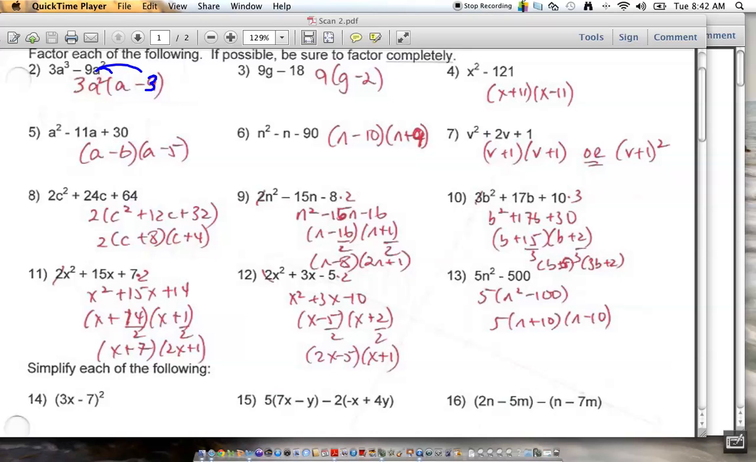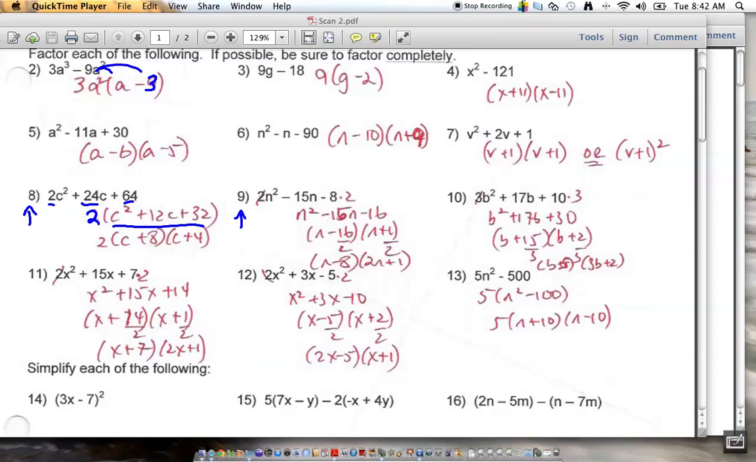But then you encounter a trinomial like number 8, and you compare that to the trinomial in number 9. And the difference between the trinomial in number 8 and the trinomial in number 9 is that the trinomial in number 8 has a common factor of 2. So I have to first pull that 2 out and then factor the resulting trinomial.